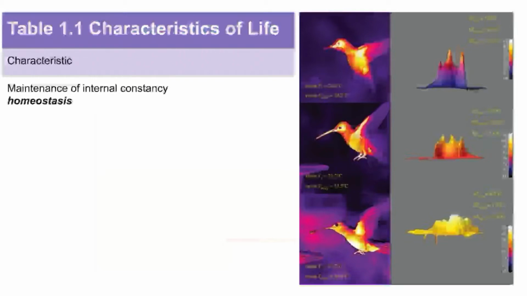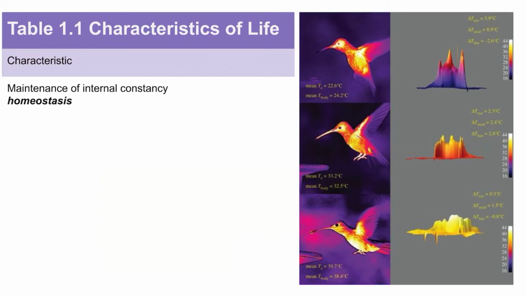What is the purpose of a system of organs? What does it do? Why do we have these organ systems? Well, organisms need a way to maintain a natural balance. This is what we call homeostasis. It's a maintenance of a constant internal state.